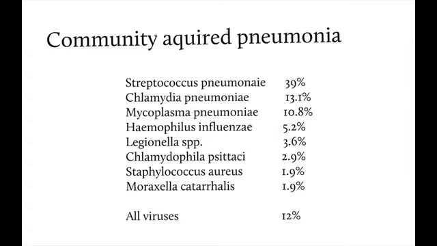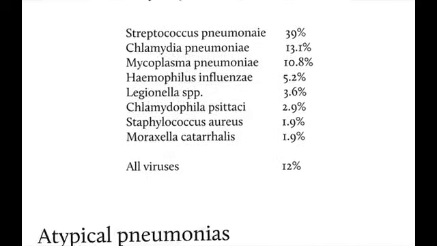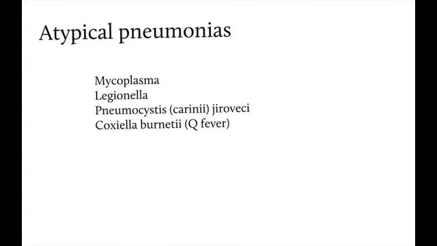And viruses account for around 12% of pneumonias. The atypicals are Mycoplasma, Legionella, Pneumocystis, which is now called jirovecii. It used to be called carinii pneumonia. And Coxiella burnetii causes Q fever, and this is what vets and people who handle animals get.